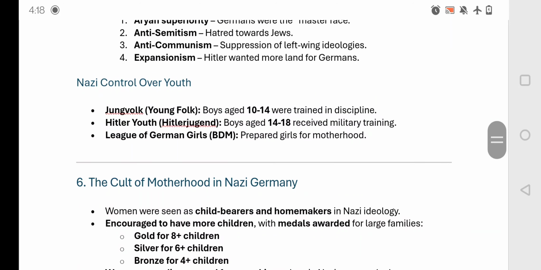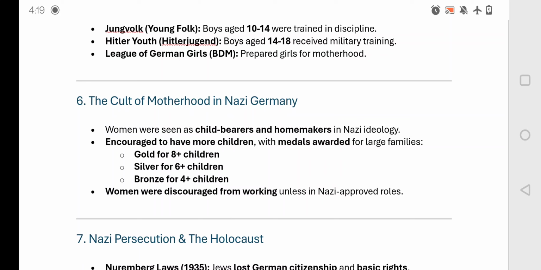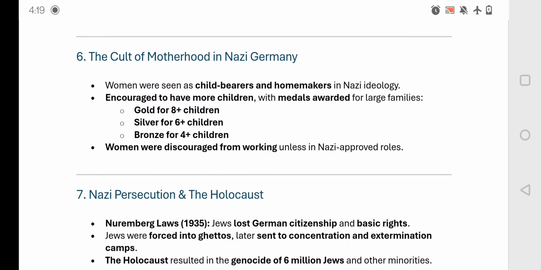Okay. Then how the Nazis controlled the youth. They had certain institutions. The Jungvolk was for young folk, boys 10 to 14 years, who were trained and disciplined to live a disciplined life. Then there was the Hitler Jugend, or Hitler Youth. It was for boys who were 14 to 18 years, and there they used to receive military training. Then there was the League of German Girls as well, where the girls were prepared for motherhood, how to become good mothers.